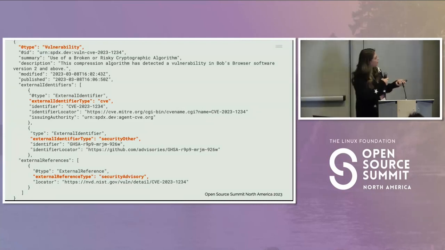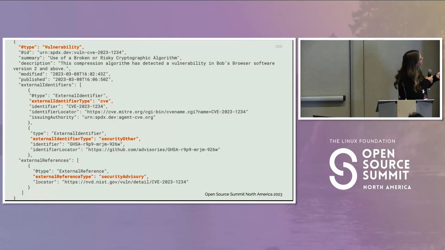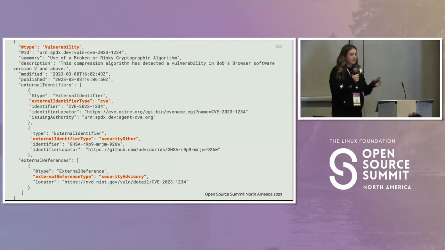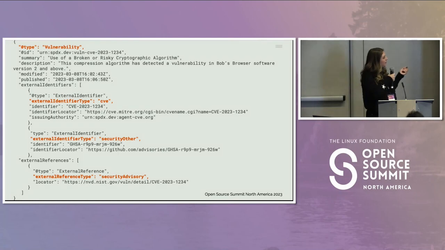So, oh, look, I have a pointer here. This external identifier type is a CVE. That's the ID assigned to this element. There's the locator for it. Okay, now I lost my pointer. There's a locator for it and the issuing authority. And then, as I said, you can have multiple external identifiers. So maybe you also have a security other external identifier. This one in particular is coming from a GitHub advisory. And you could list as many as existed for that CVE element that you created.